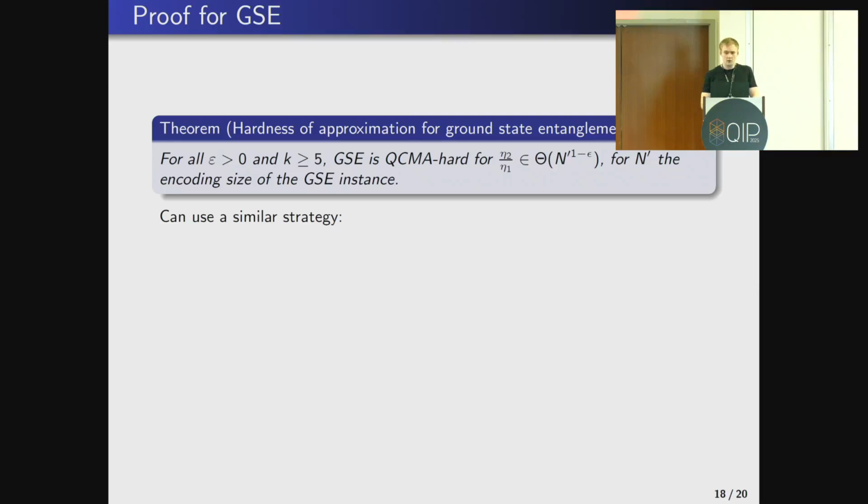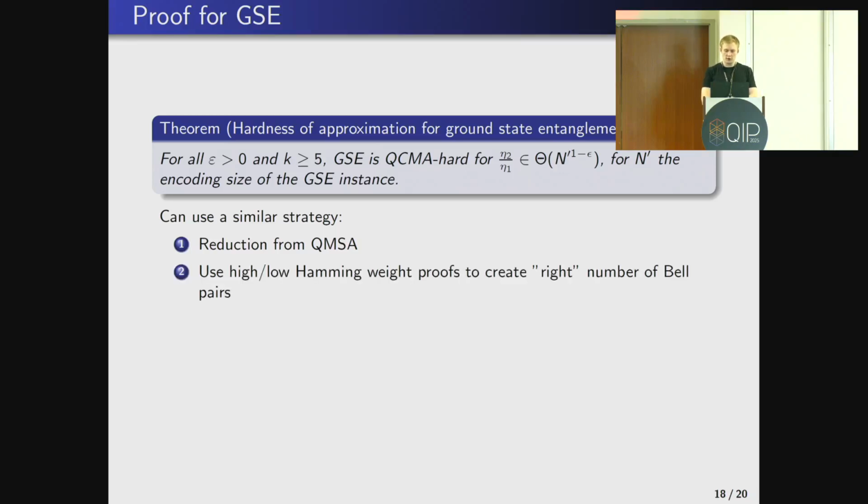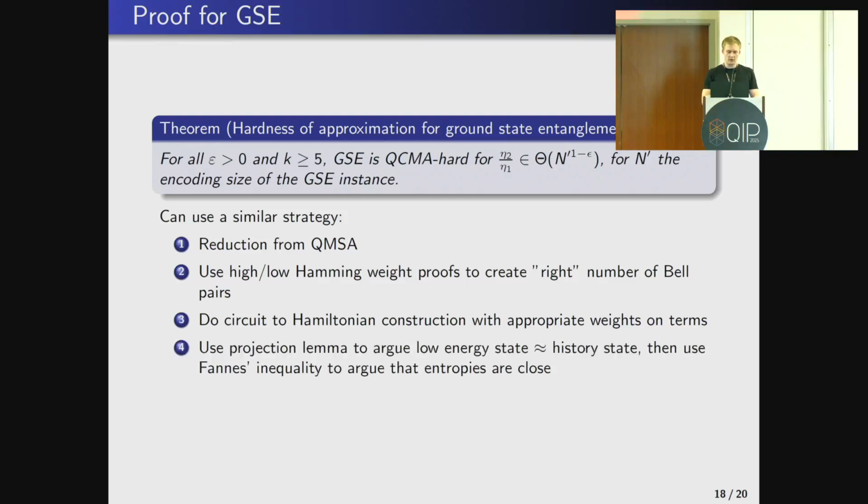Okay. Now we can do short and sweet the ground-state entanglement problem. Here we use pretty much the same strategy to get the result. We do the reduction from QMSA. We use the high and low Hamming weight proofs to create the right number of Bell pairs. We do the circuit to Hamiltonian construction, this time with weighted terms. With the weighted terms we can use the projection lemma to argue, okay, every low energy state has to roughly look like a history state. For the history state, we do know the entanglement across the chosen cut. And then we can use Fannes' inequality to argue that every low energy state is roughly a history state. For that one, we know the entanglement, and so we know the entanglement for every low energy state.